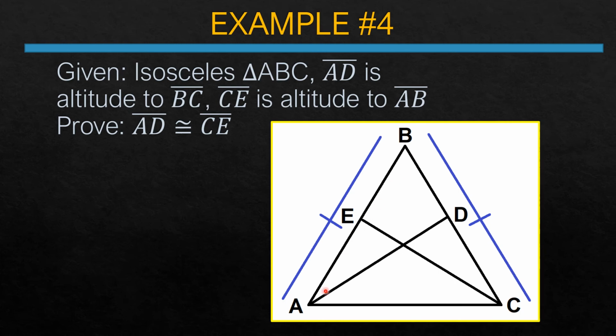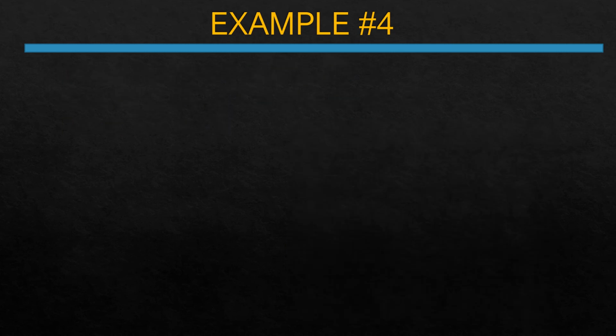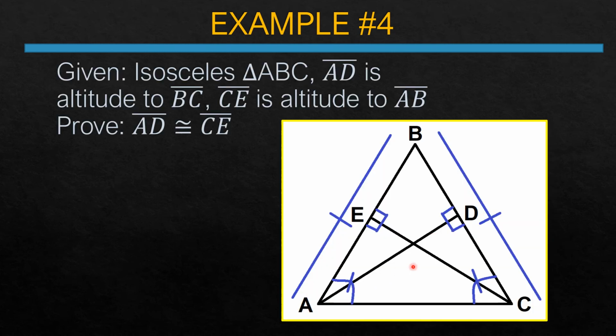We were given that triangle ABC is an isosceles triangle. As a consequence, we can say that line segments AB and BC are congruent. As a consequence of the previous consequence, angles BAC and BCA are congruent. We were given that AD and CE are altitudes. This implies that angles AEC and CDA are right angles.